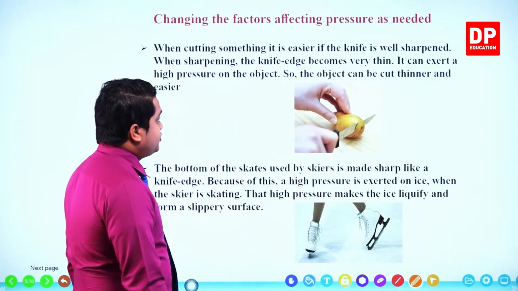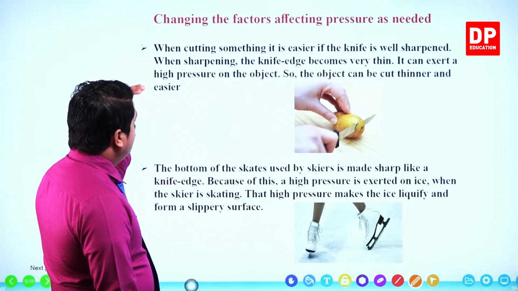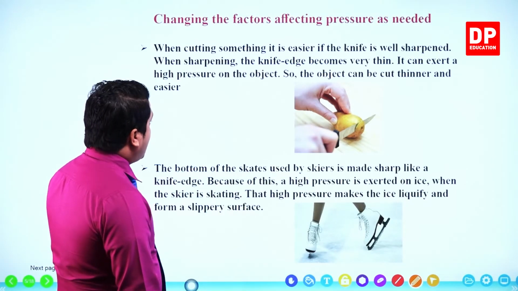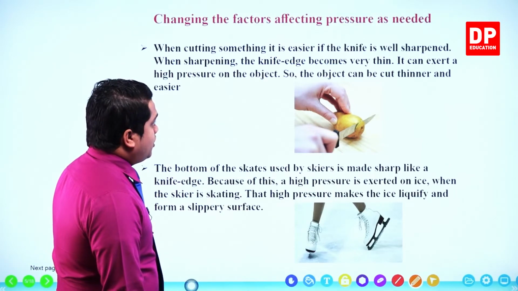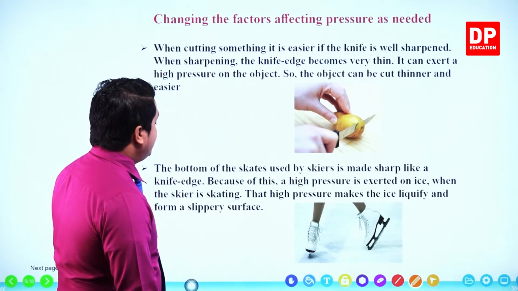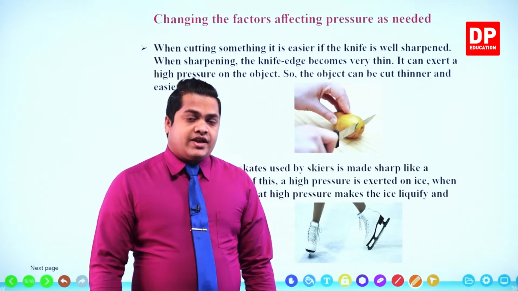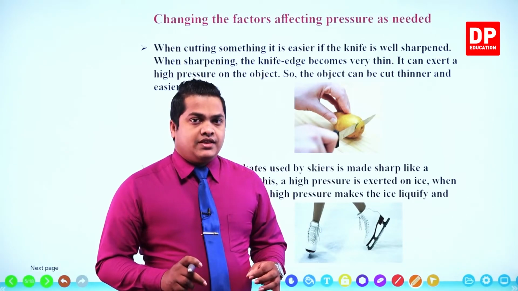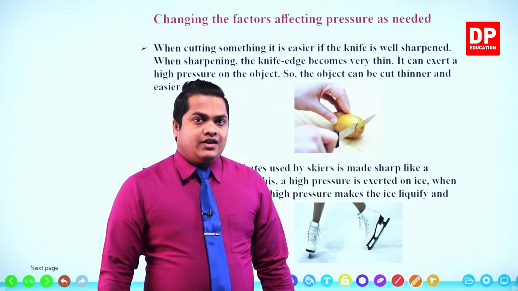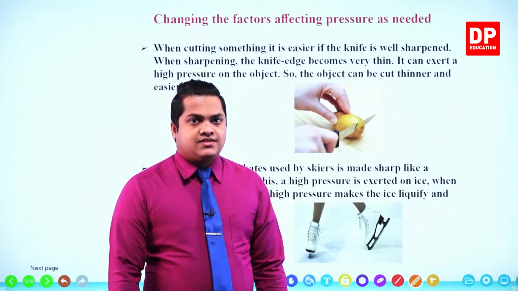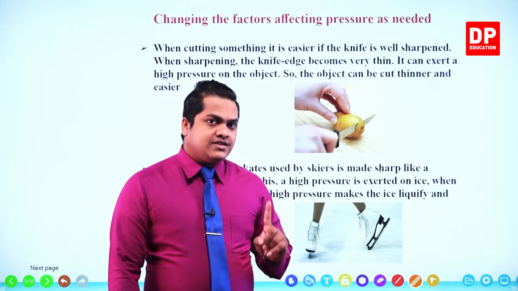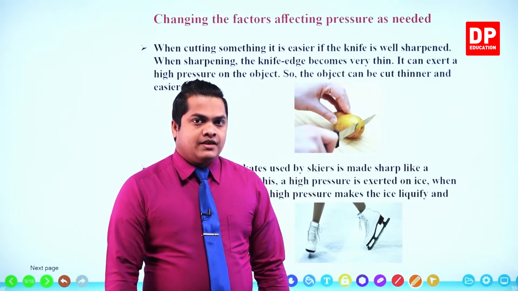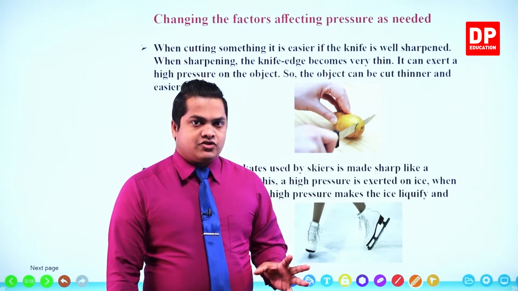So here let's see the explanation. When sharpening, the knife edge becomes very thin. It can exert a high pressure on the object. So the object can be cut thinner and easier. Like I said, when you are making the edge very sharp, it is going to exert a greater pressure as the surface area is very low. You know that surface area and pressure have an opposite relationship.